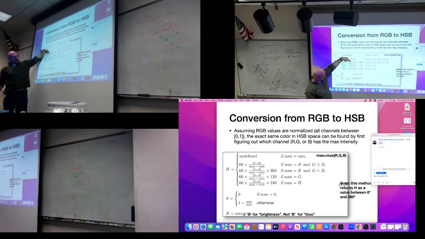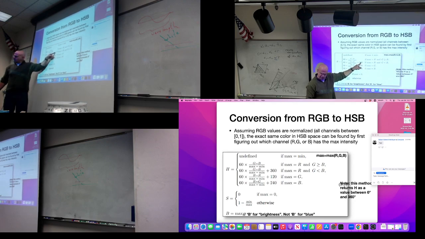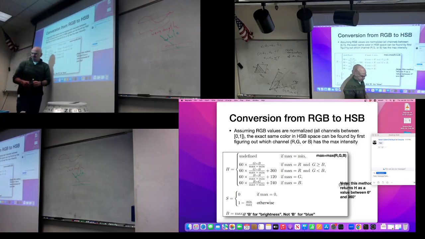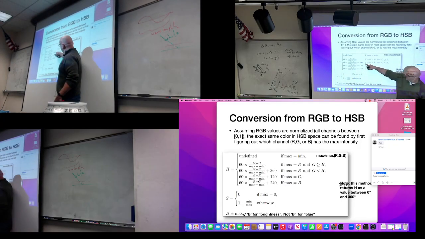Notice that green might be smaller in its intensity than blue, so this number can be negative. To make it between 0 and plus 360, in this case, you're just adding 360. So you don't want this whole number to be negative. You want it to be between 0 and 360. So add 360.